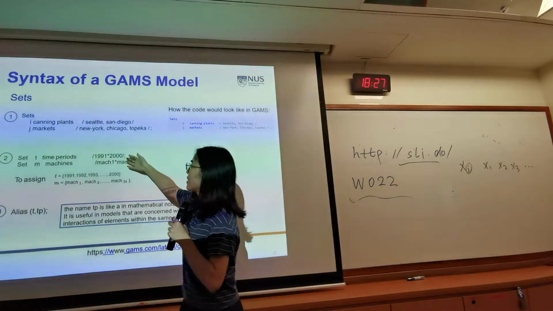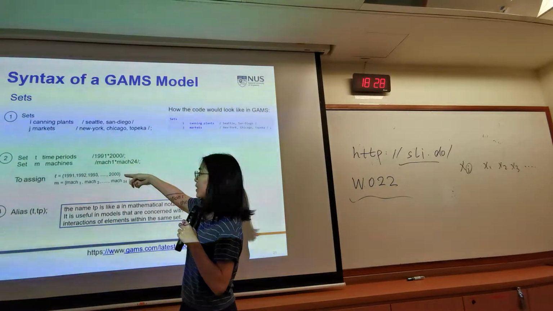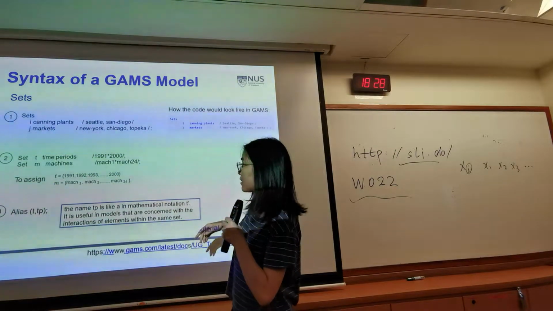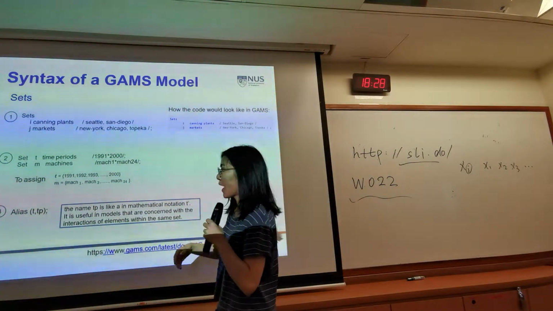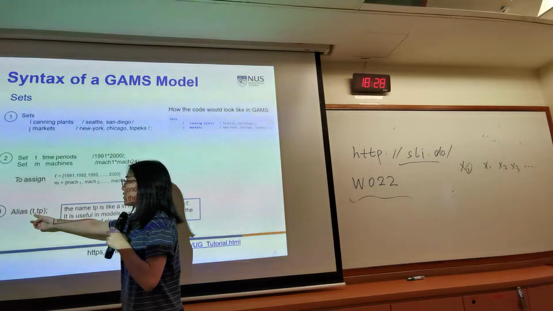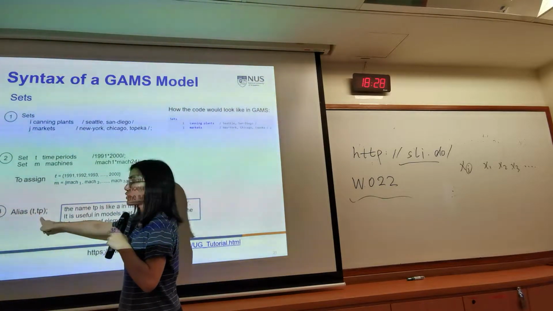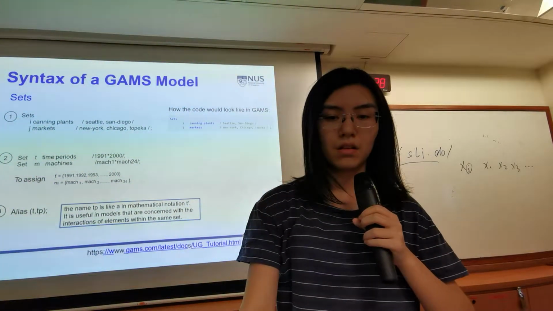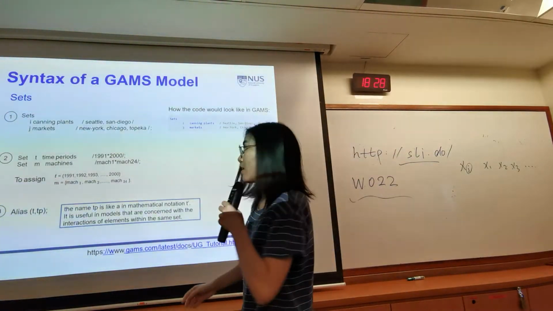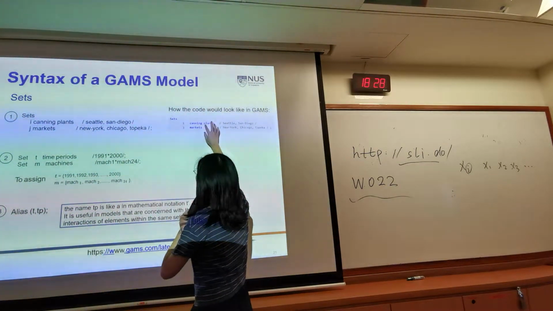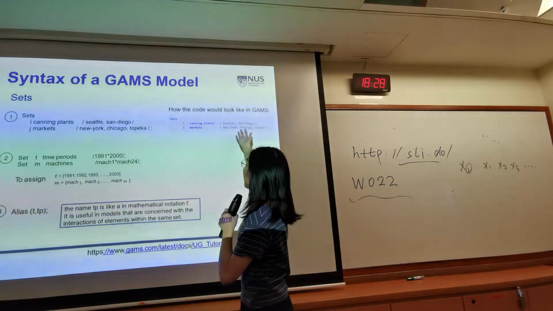So this way, which is demonstrated here, is more easy, more convenient for you to define new sets. When a set is defined, you can also use this to make these two sets exactly the same. So these three lines of code, when you put into GAMS, it will appear like this.